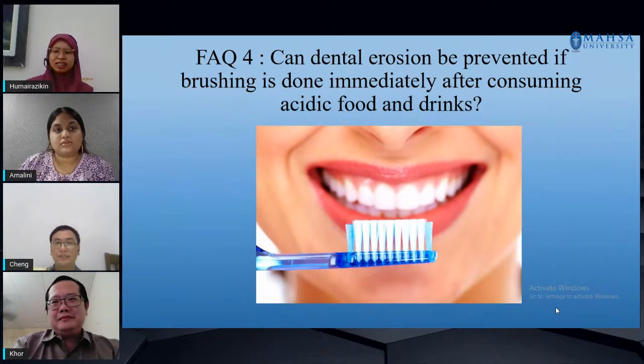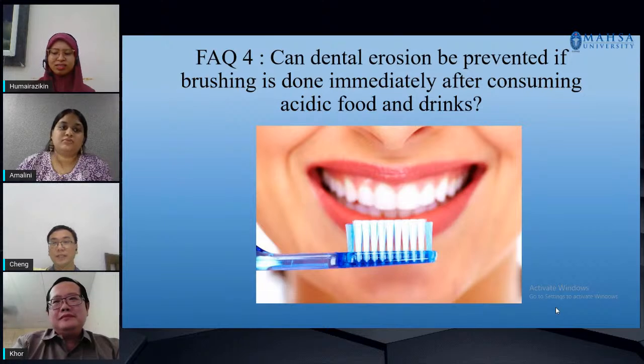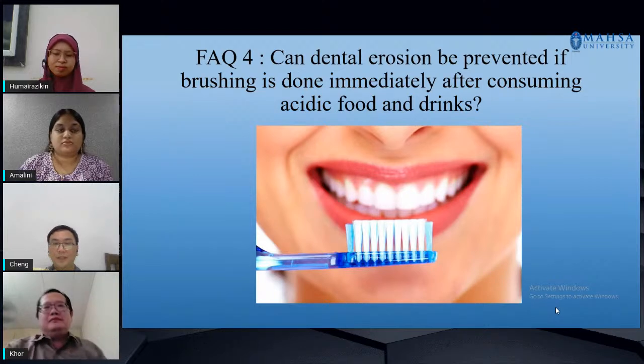I think for these questions, most of them you can just search on the internet. You can very obviously know the answer: generally, dentists do not recommend brushing the teeth immediately after consuming any acidic food and drinks, because if we go straight away to brush our teeth after taking acidic foods, it can actually make the condition worse.